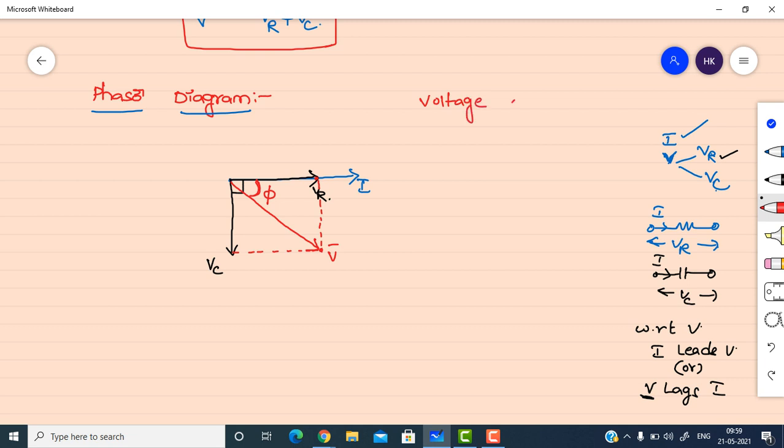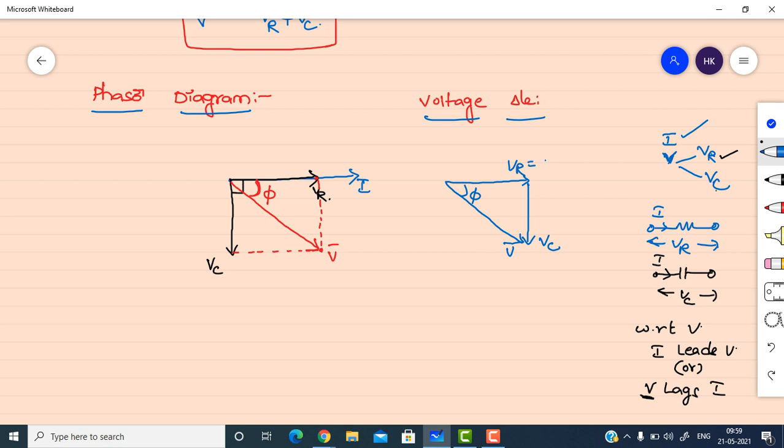Now let's draw the voltage triangle. Voltage triangle means just take this triangle, only voltages. This is VR voltage and this is VC. This line is parallel to VC, right? So it is VC and this is V. All the sides of the triangle consist of voltages. Then it is called voltage triangle.